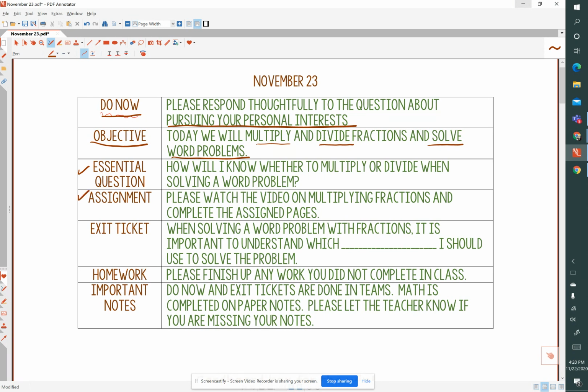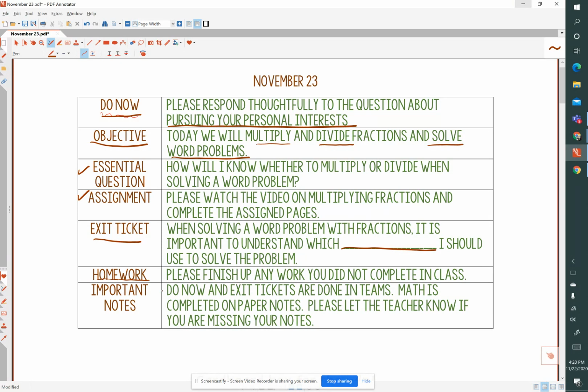Our assignment will be to watch our video on multiplying fractions and dividing fractions as well. We're going to complete 2 assigned pages. In our exit ticket, I want you to complete this sentence: When solving a word problem with fractions, it's important to understand which blank I should use to solve the problem. For homework, I just want you to finish up any work that you did not complete in class.